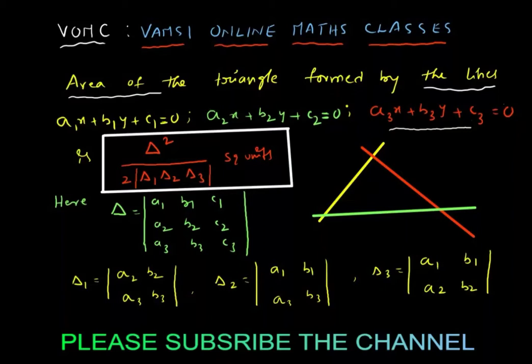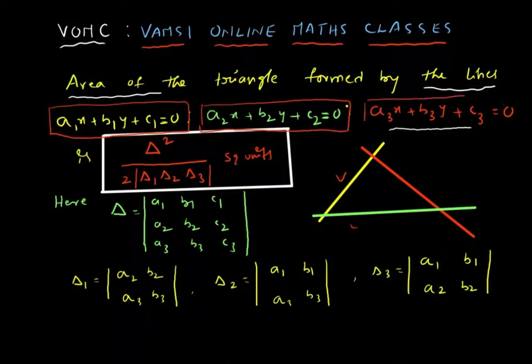See, I draw a rough diagram here. According to the colors of the lines, a1x plus b1y plus c1 equal to 0 will be this yellow line, and a2x plus b2y plus c2 equal to 0 I draw with the green line, and the final line a3x plus b3y plus c3 equal to 0 I draw with the red line. So you can imagine we make a triangle with the help of these three lines.